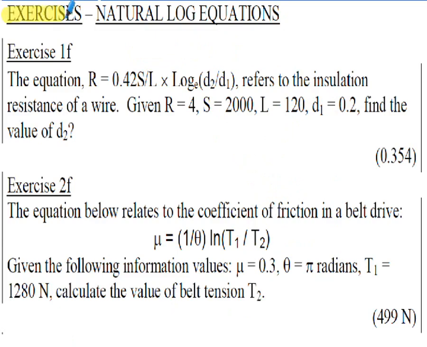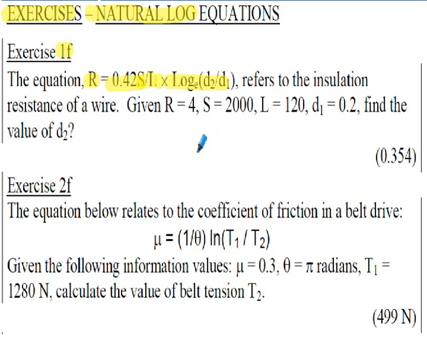Okay, I'll leave you with some exercises on natural logarithms to attempt. In exercise 1f, you're given the equation r is equal to 0.42 multiplied by s divided by L, and that's all times log to the base e of d2 divided by d1. You're given some values in the question. You're going to have to rearrange the equation for d2.